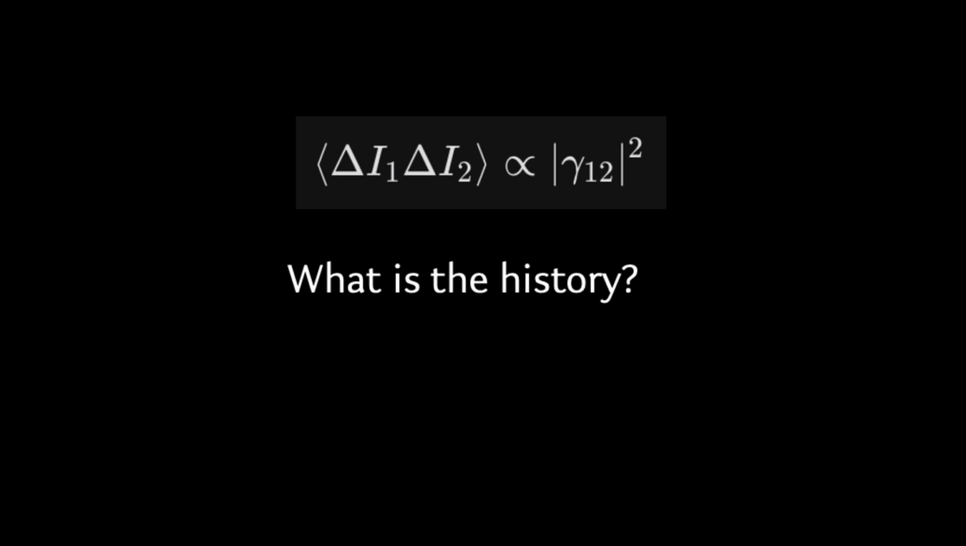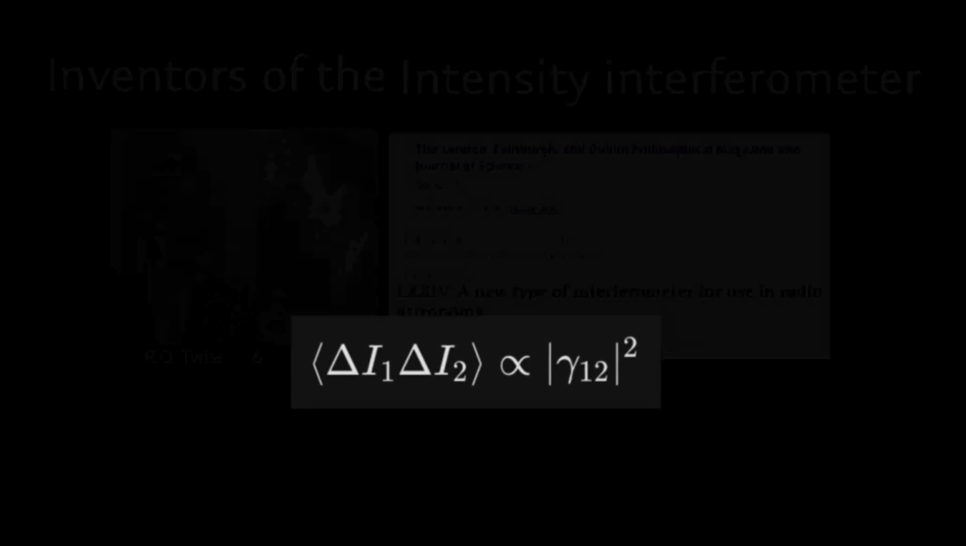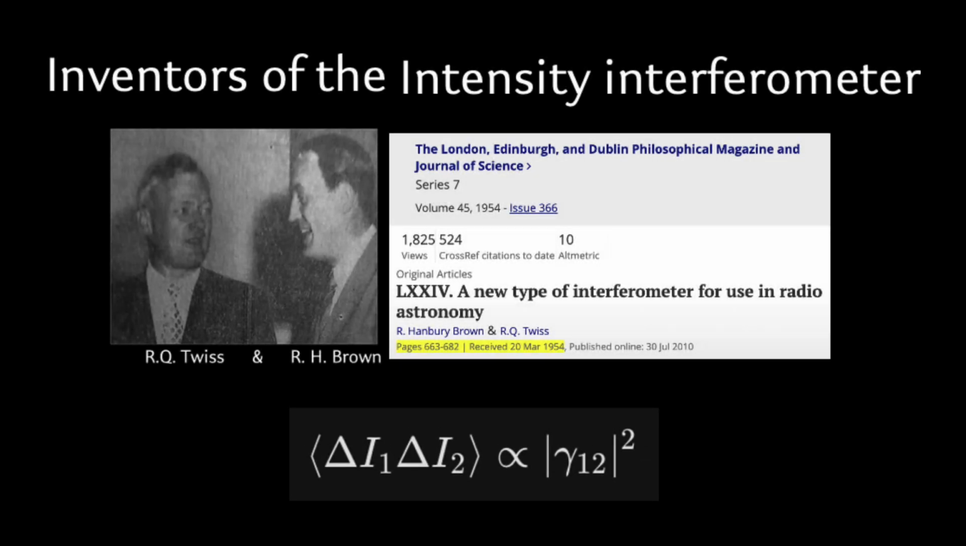As I told, there is a deep and important connection between quantum optics and radio astronomy. There were two gentlemen named Hanbury Brown and R.Q. Twiss who in the 1950s devised something called the intensity interferometer. Particularly, they were interested in measuring the diameter of discrete radio sources in the astrophysical or astronomical context. The title of their seminal paper, as you see, reads: A new type of interferometer for use in radio astronomy.